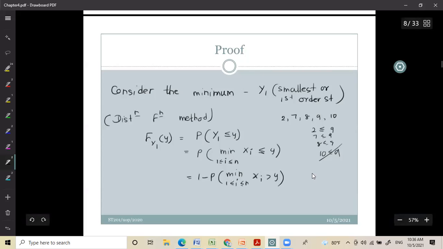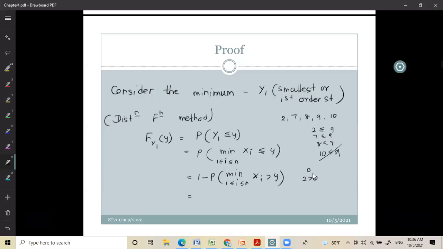Say for example, the minimum is 2, and the number is 0. So the minimum is greater than 0. So 2 is greater than 0, that is correct. If the minimum is greater than 0, obviously the rest should be greater than that. So that is clear. When the minimum is greater than some number, that means the others are automatically going to be greater than that. Now that is true for all the values. Therefore, we can proceed with this 1 minus P expression.